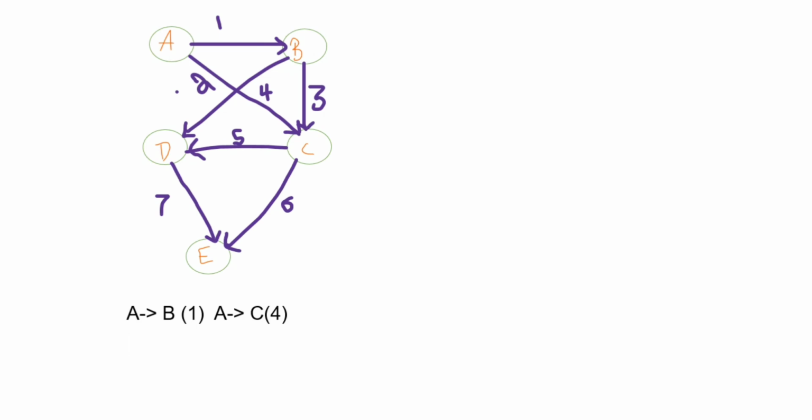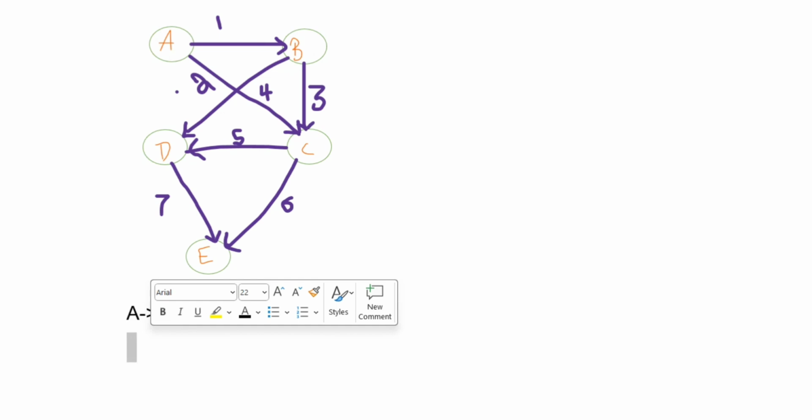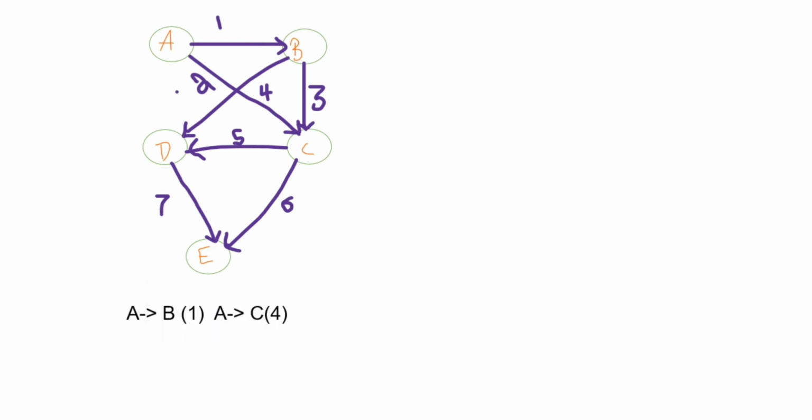Add B to the minimum spanning tree set. Add to the MST the edge A to B, with weight 1. Next step is to expand the minimum spanning tree to include B. Step 2: what does it say? The MST set, the minimum spanning tree set, is A, B.